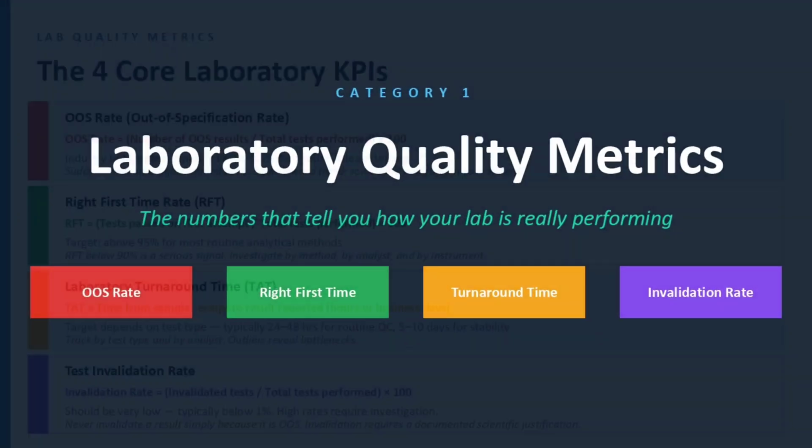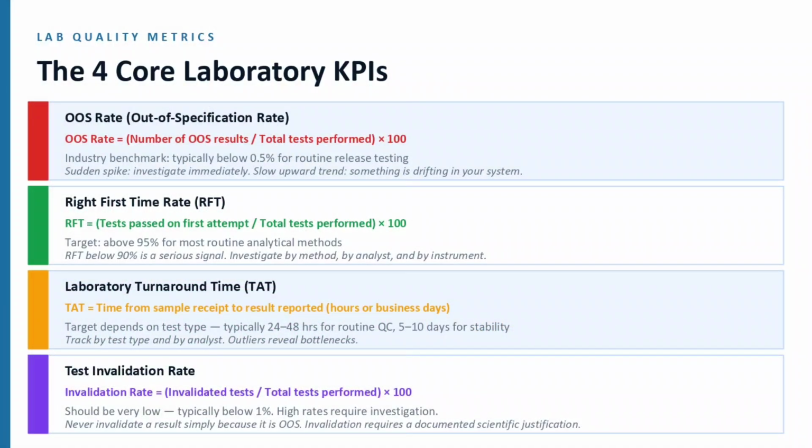Starting with the laboratory. The 4 core laboratory KPIs you should track in every GMP lab. The first is the OOS rate. This is the percentage of all tests performed that produce an out-of-specification result. The formula is simply the number of OOS results divided by total tests performed, multiplied by 100. Industry benchmark for routine release testing is typically below 0.5%.